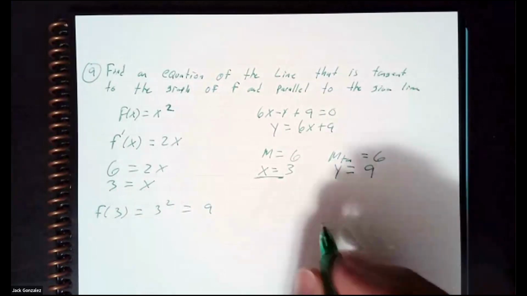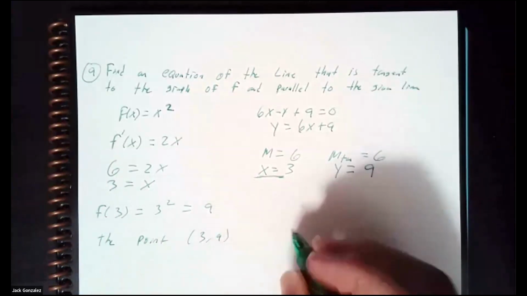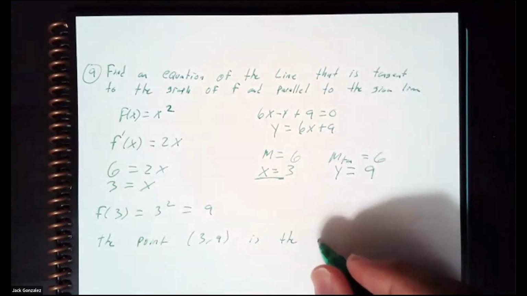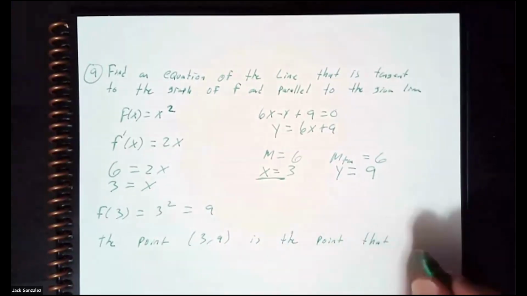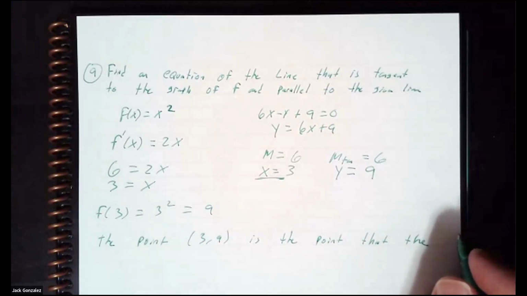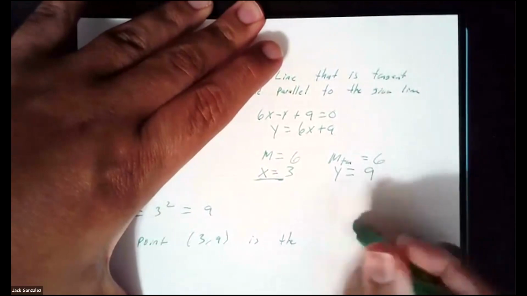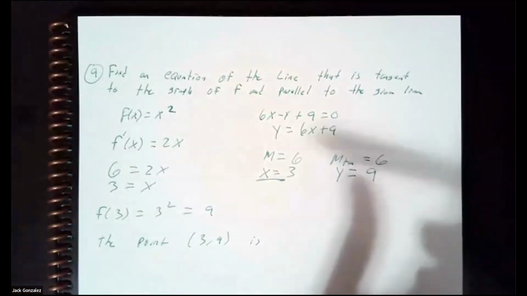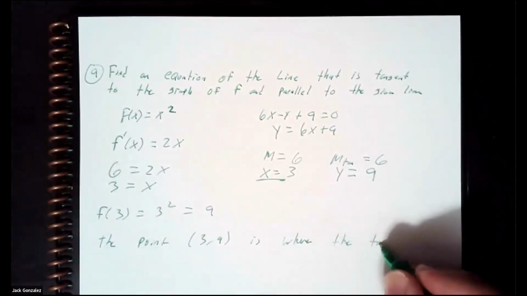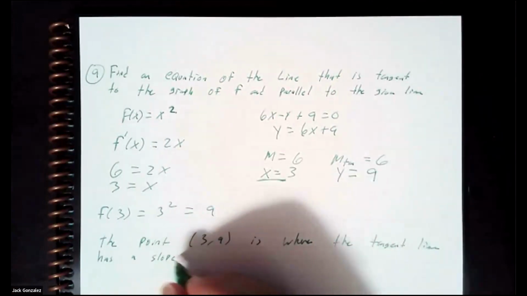So now the point 3 comma 9 is where the tangent line has a slope of 6.